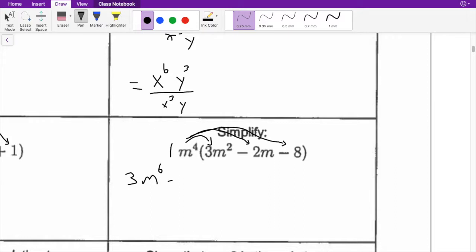1 times negative 2 is negative 2. m to the 4 times m. I'll put a 1 there to remind us. 4 plus 1 is going to be m to the 5. 1 times 8. Oh, 1 times negative 8 is negative 8. And then m to the 4, there's nothing there, so we're just going to continue that this way. And away we go. No like terms, since all the exponents are different. So that's our final answer.